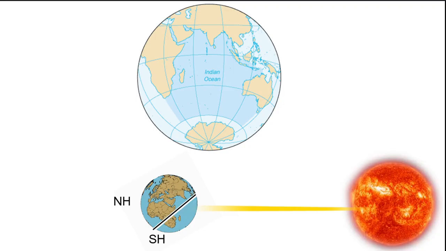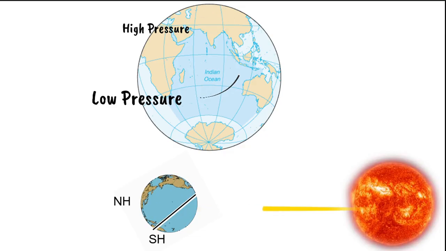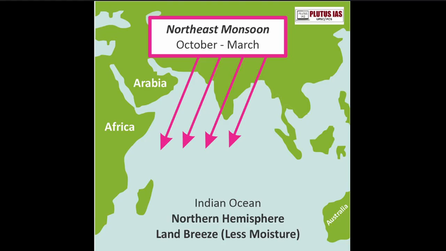Now, what have we learned? Monsoon winds reverse its direction in different seasons. So during the winter season, when the northern hemisphere is tilted away from the sun, the subcontinent develops high pressure. And now the southern Indian Ocean has developed low pressure. Hence, the wind now travels from land towards the sea, as the position of low pressure and high pressure has been reversed.